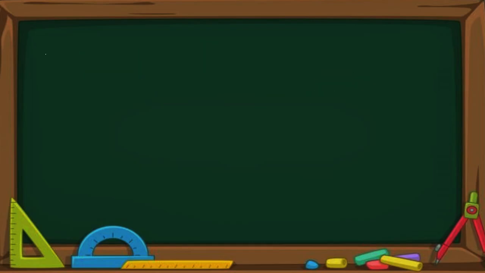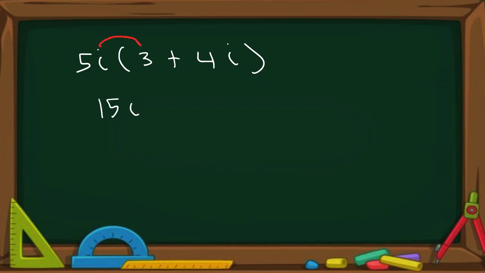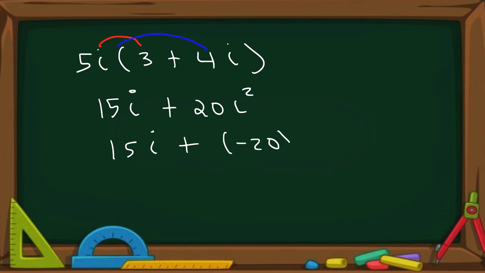Now what about 5i multiplied by 3 plus 4i? Go ahead and simplify this expression. So 5i times 3, that's 15i, and then 5i times 4i, that's positive 20i squared. And we know i squared is -1, so 20 times -1 is -20.